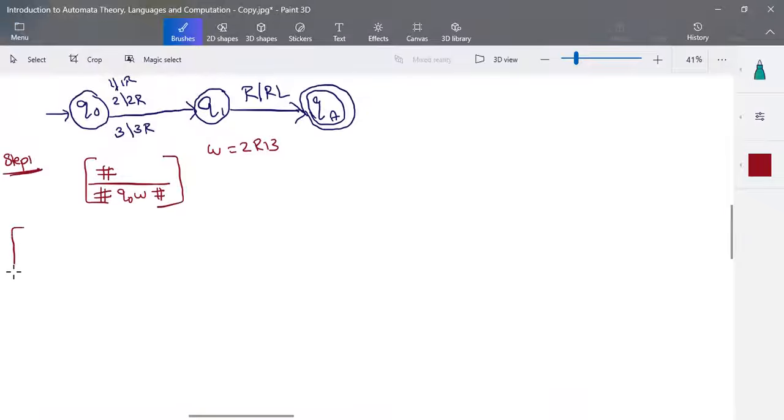So my first domino will be hash Q naught, your starting state, which will remain as it is, and this is your input, so you have to write 2R13 hash. So this is my first domino. This is the first modification we are going to do in a PCP problem. Okay, step 1 is done.